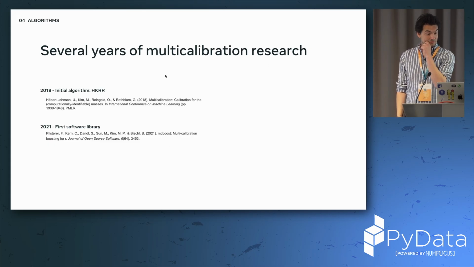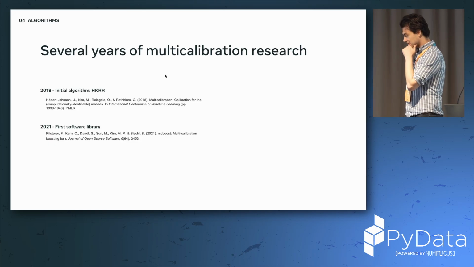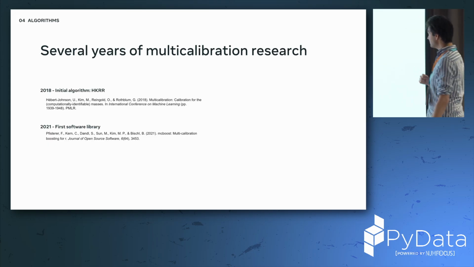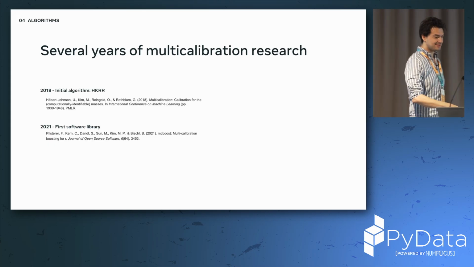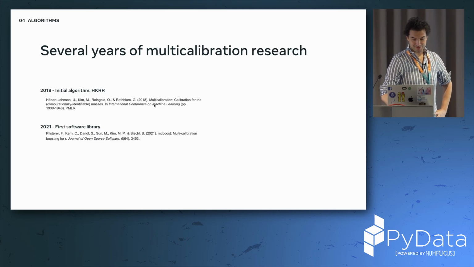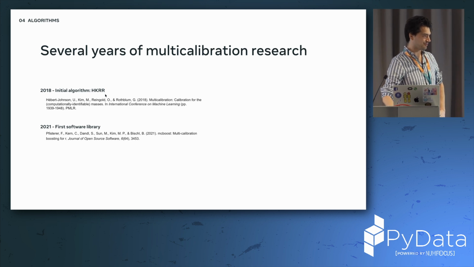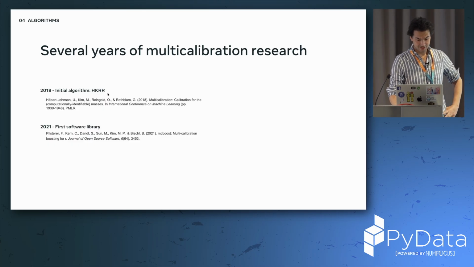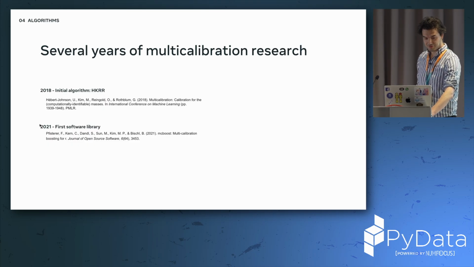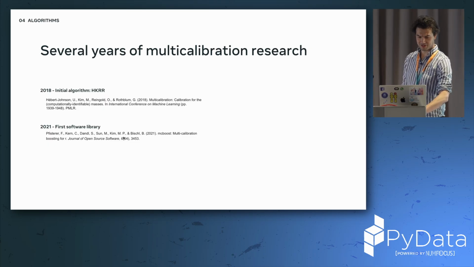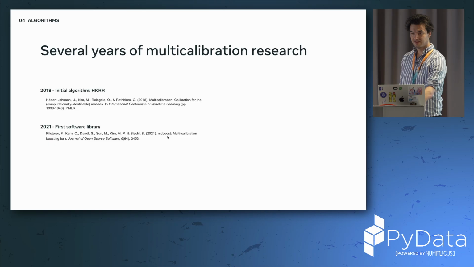So that's actually quite many years of multi-calibration research. It started with an initial paper in 2018, the first paper to study this problem of multi-calibration, which is an ICML paper. They introduced an algorithm that's now often referred to in the literature as HKRR. Then in 2021, 3 years later, there was the first software library that ended up getting some adoption. It's actually not in Python, but an R package called MCBoost.